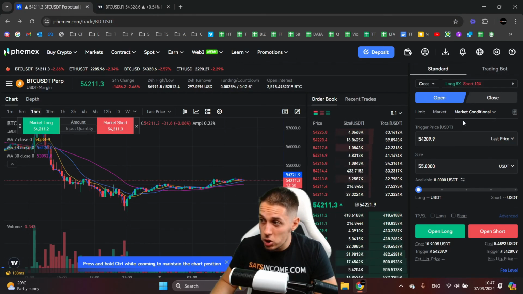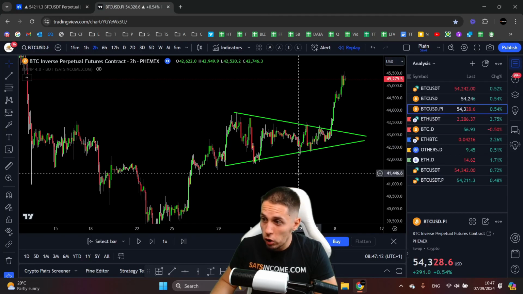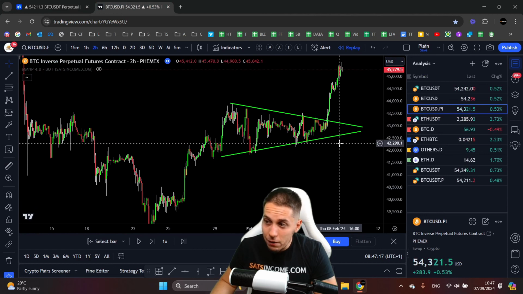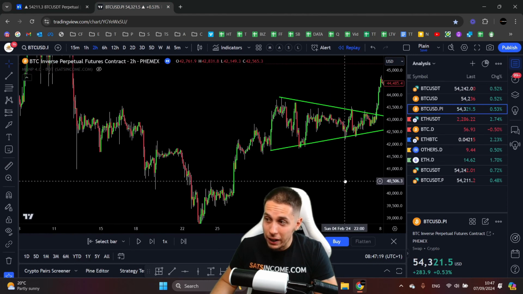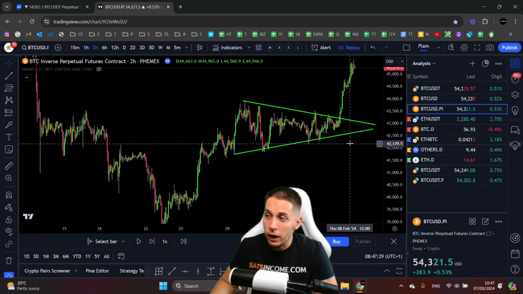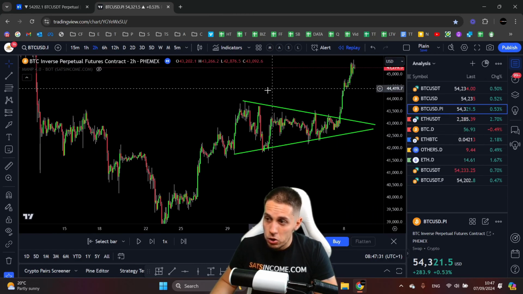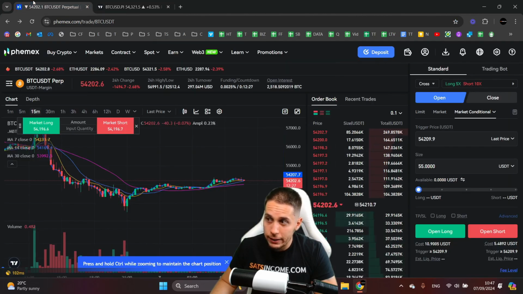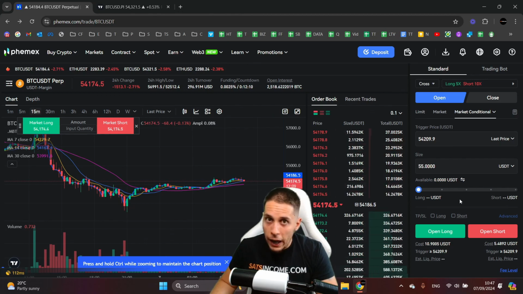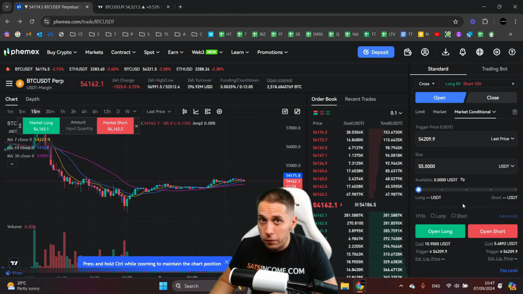The market conditional order is not gonna be executed in this case. It was going to be executed if Bitcoin broke to the downside, but it didn't, right? It broke to the upside, so the order was just going to stay active and you were just going to cancel it. So in situations like this, it's very useful to use conditional orders. And that's pretty much how you trade futures.